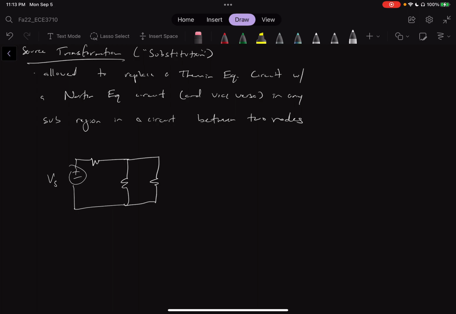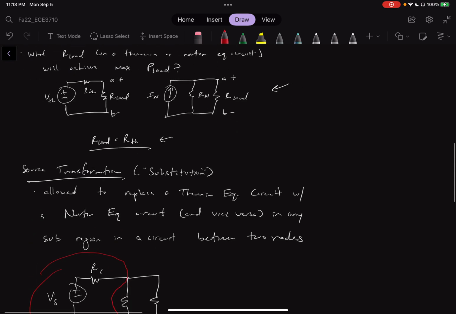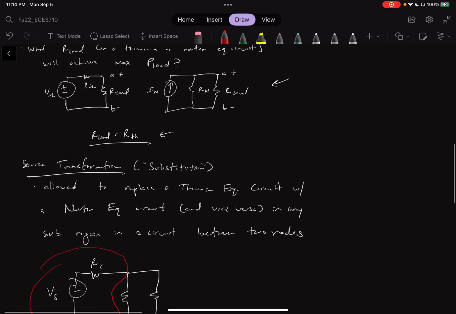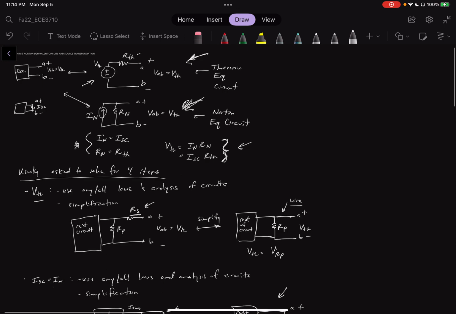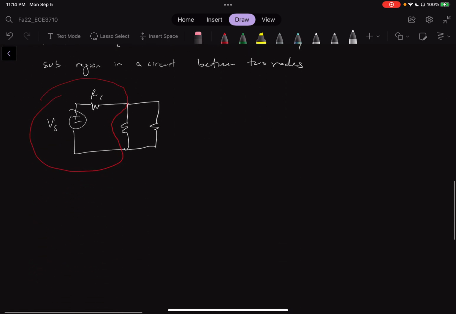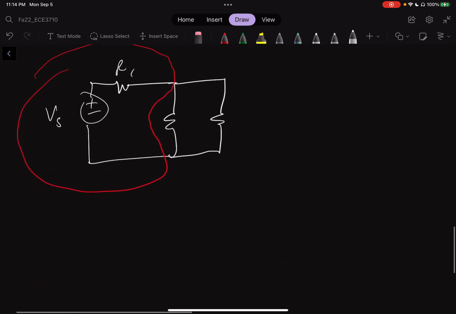Let's call this Vs. Let's call this R1. This node, or this region of the circuit, looks like a Thevenin equivalent circuit. Look here. You see the Thevenin, you see R Thevenin, or more specifically, let's look at this drawing right here. Thevenin, R Thevenin, they're in series and they're connected to two nodes. Same thing. We can put our imaginary alpha and our imaginary beta right here.